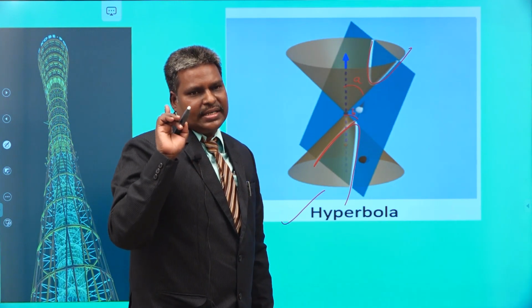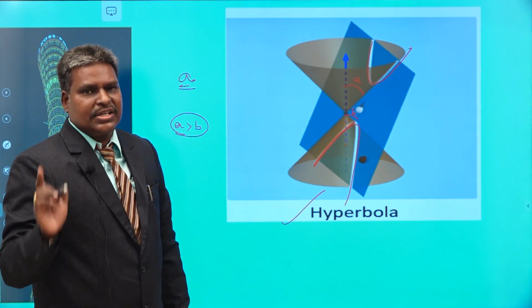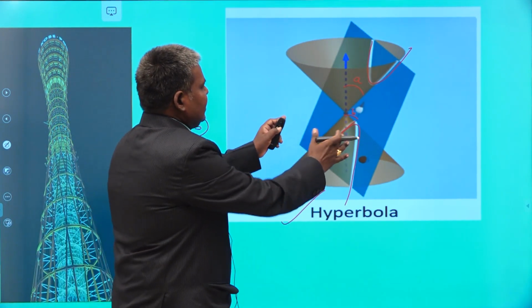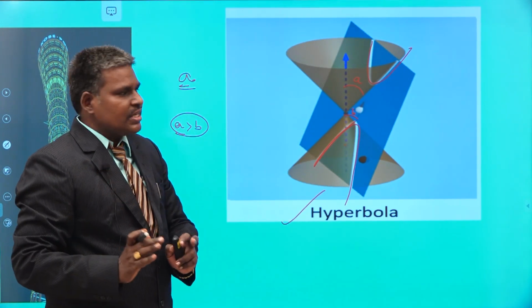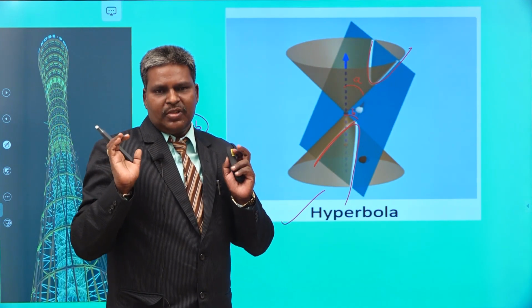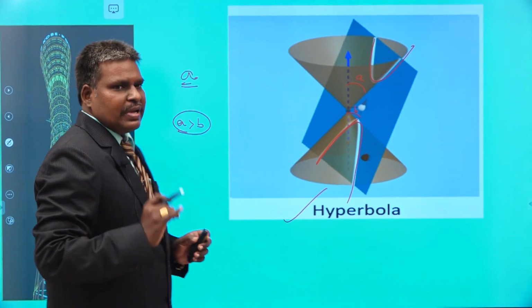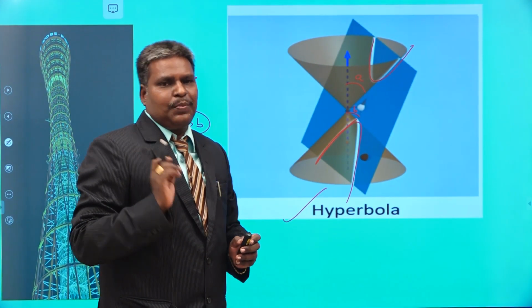Conic or conic section. Cone is different from conic or conic section. Cone is your experimental thing. Conics or conic sections are obtained from this cone by intersecting it with your plane. Understand? These are the major three conic sections: parabola, ellipse and hyperbola.